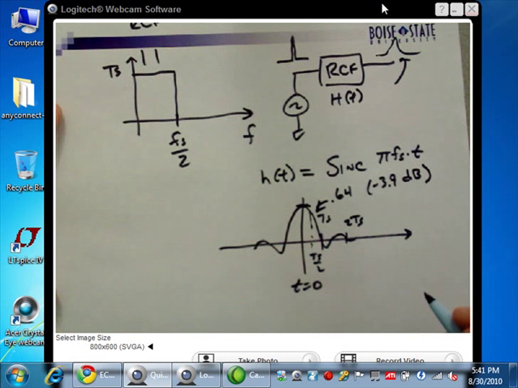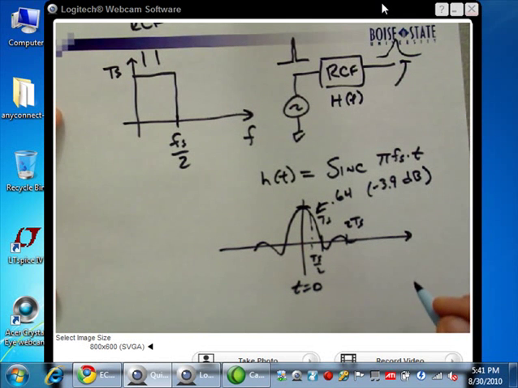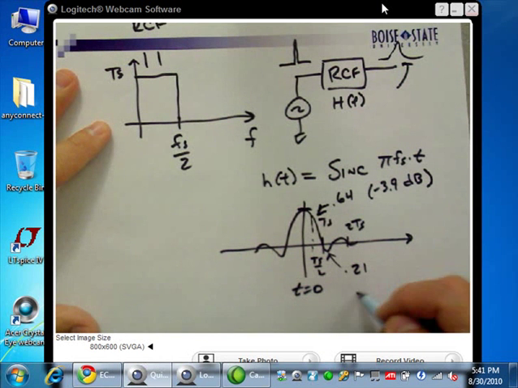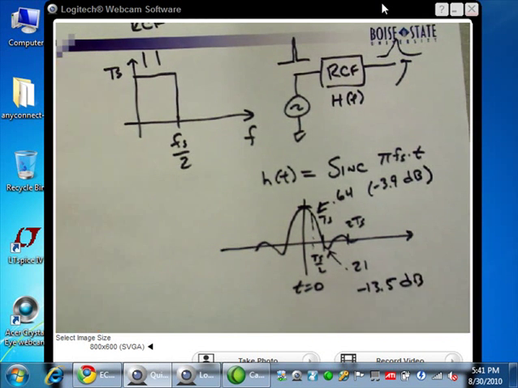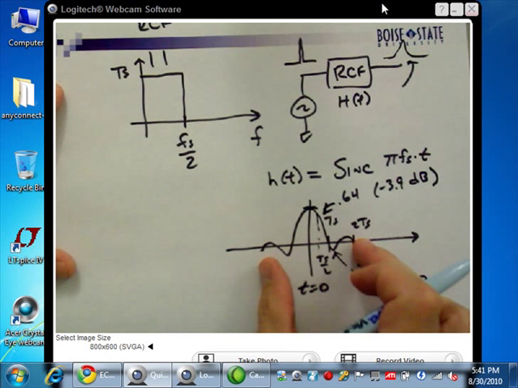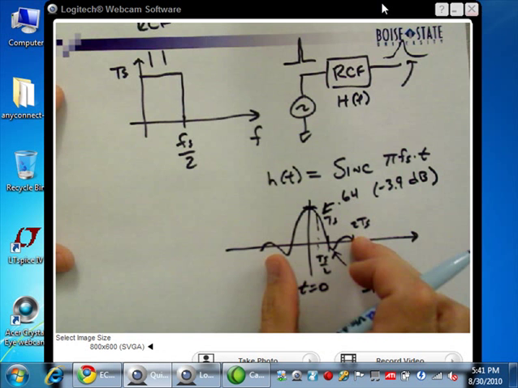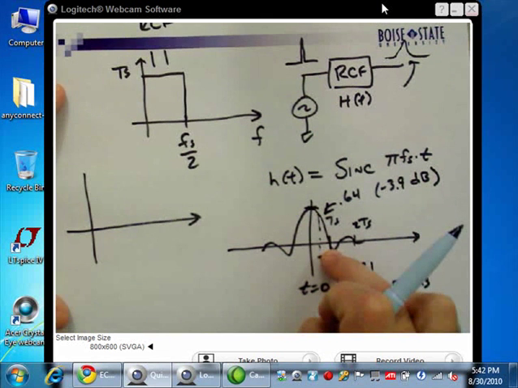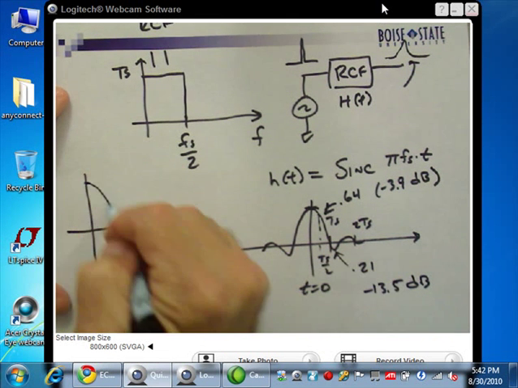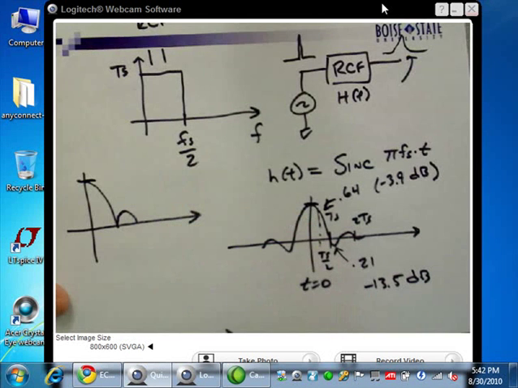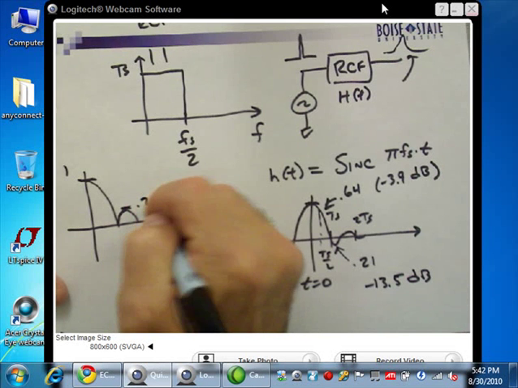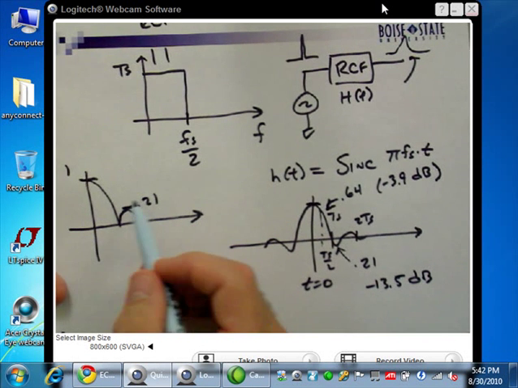You see that? And this peak here is 0.21, which is minus 13.5 dB. So before I talk about this in more detail, this is the exact shape of our low-pass sinc filter that we talked about earlier. When we plot the magnitude response, of course we don't have negative numbers when we talk about magnitudes, I get a response that looks like this. This low frequency response is 1, and then this response here is 0.21. The first lobe is at 0.21 of the peak.